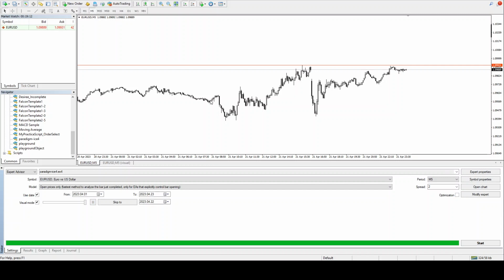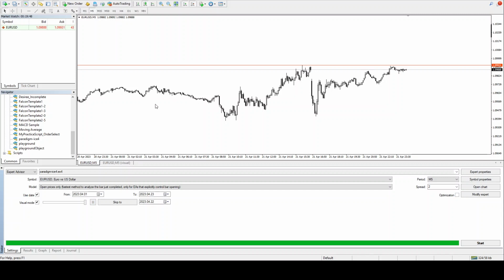This is expert properties. The MSS type is intermediate term, that is, MSS is only confirmed when there is a close below or above an intermediate term high or low. All right, and this RR doesn't really matter because I've set the take profit to be dynamic, so it's not using an RR. It only closes the trade when there is an opposing signal. That is what this dynamic means.